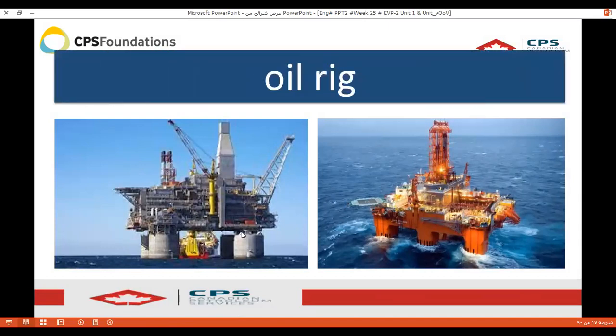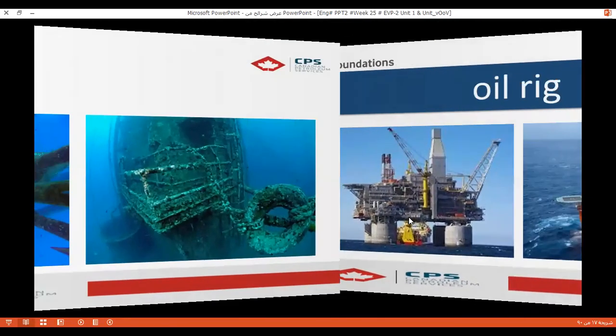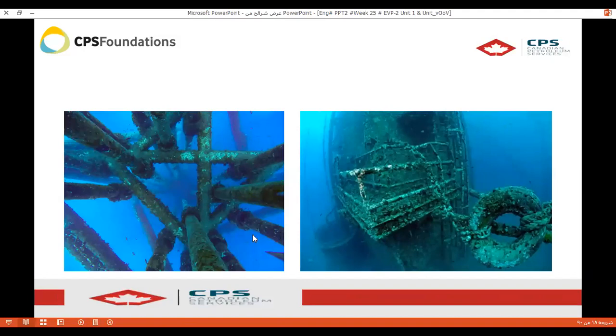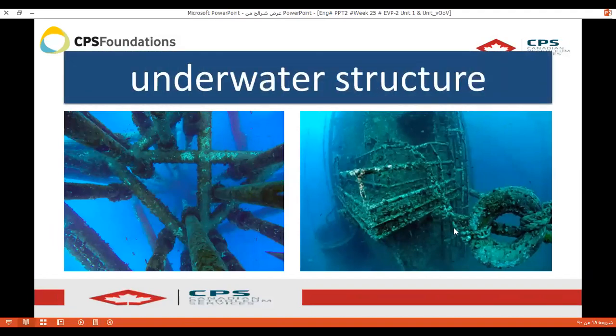This is an oil rig. Oil rigs are always there in the sea or in the water. Oil rig. And this is underwater. As you see, this is an underwater structure. And an oil rig is on an underwater structure. The structure which is under the water.